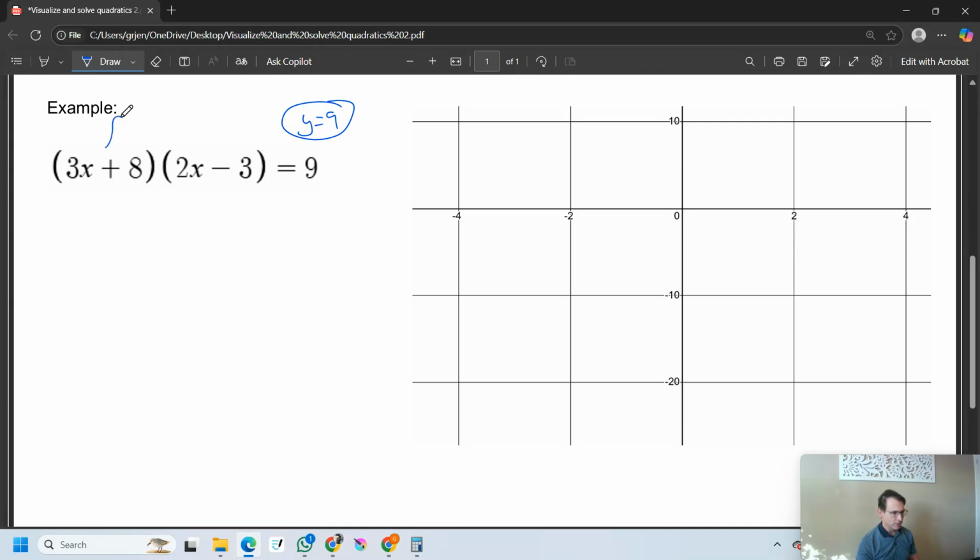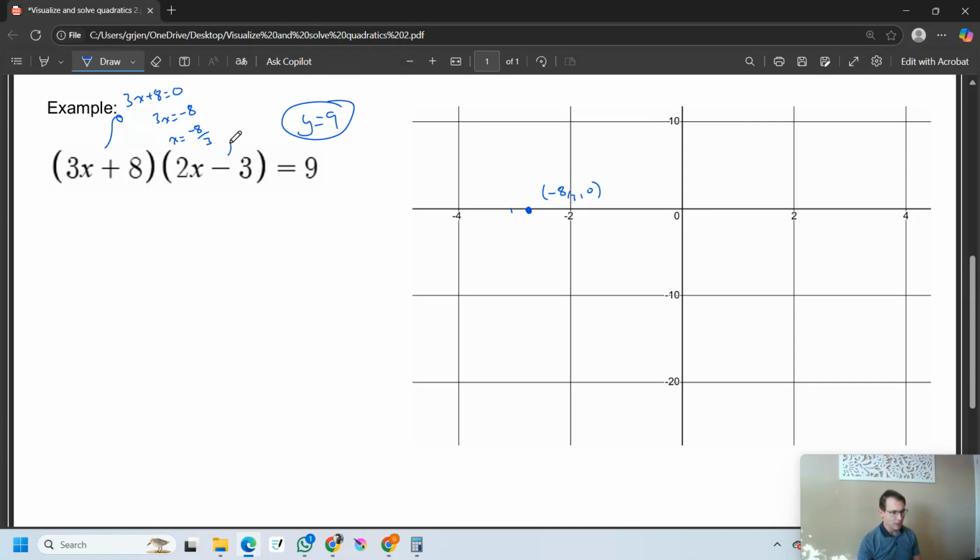So one zero is going to come from here. If 3x plus 8 equals 0, then that means 3x equals minus 8 and x equals minus 8 on 3. So minus 8 on 3 is a little bit smaller than minus 2, but bigger than minus 3, so it's about there. So we have a 0 there. That's one of our points. Minus 8 on 3, 0.